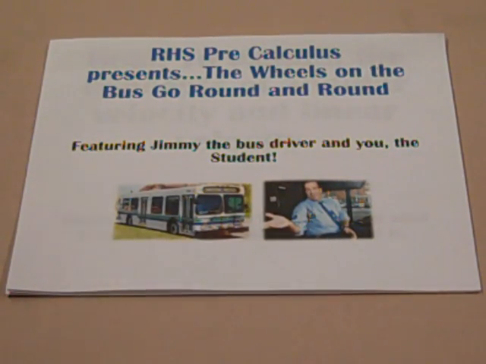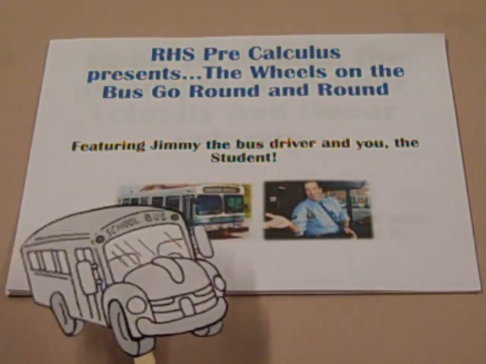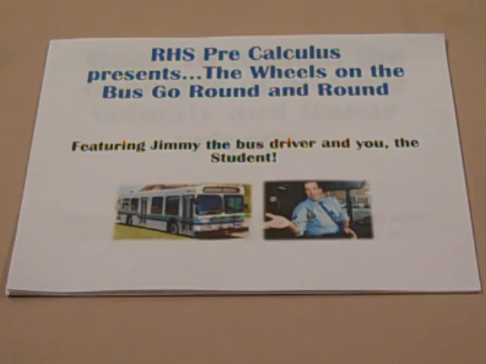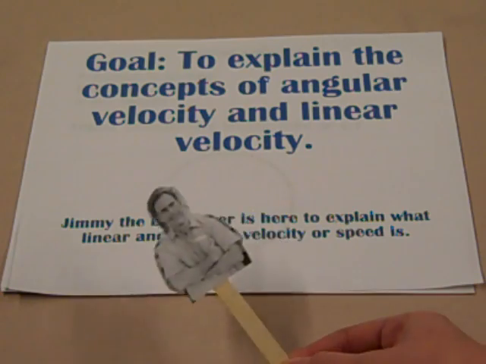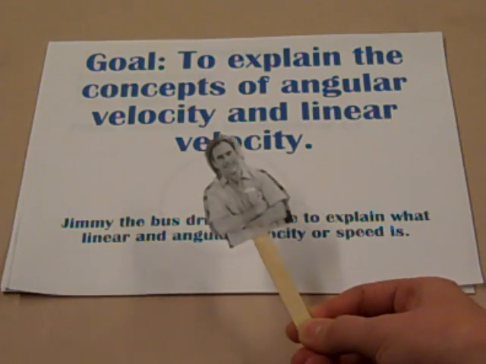RHS Pre-Calculus presents The Wheels on the Bus Go Round and Round. Our goal is to explain the concepts of angular velocity and linear velocity. Jimmy, the bus driver, is here to explain what linear and angular velocity, or speed, is.